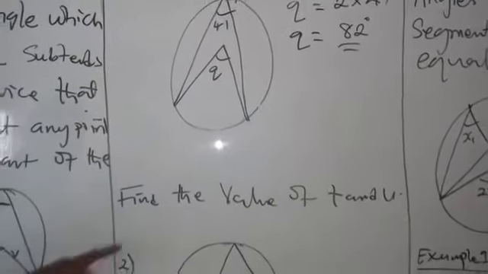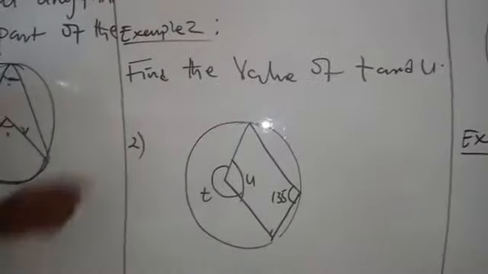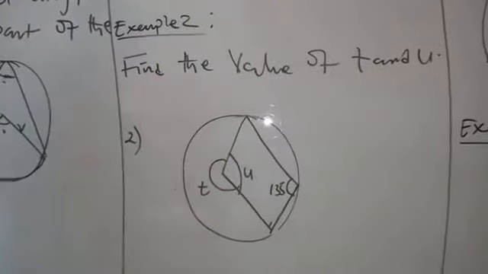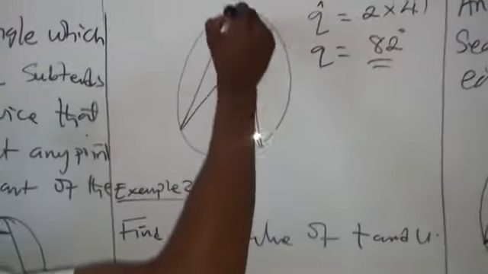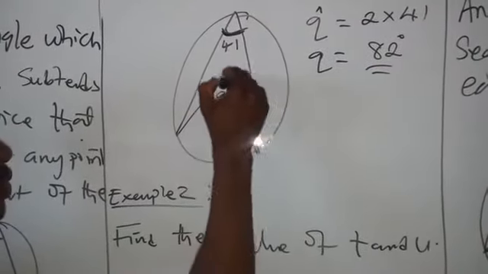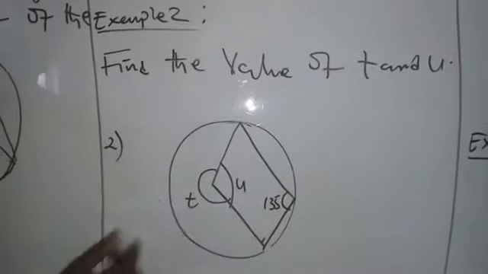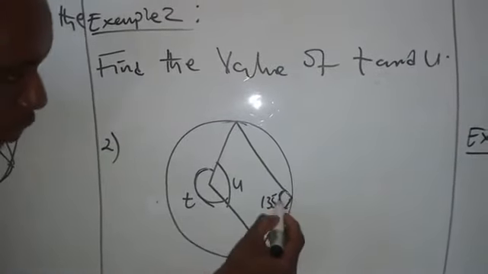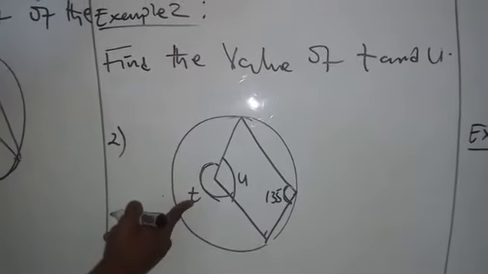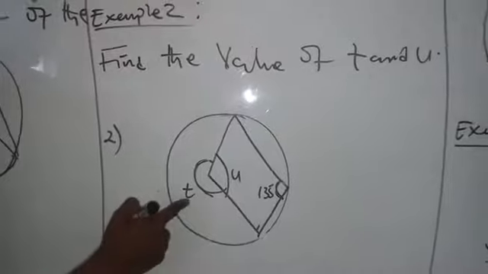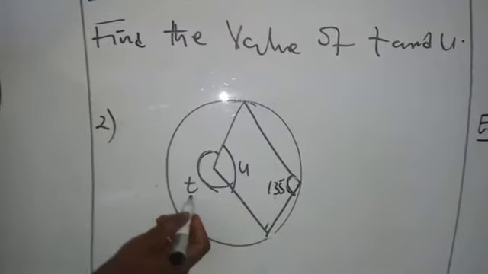Now, let's look at another example. Example 2. They say find the value of T and U. There is something I did not explain in this one. Now look at this. It goes up, right? I want you to use the same ideology to picture this one. Two of them face the same side when you draw the angle. So for me to get my T, I will still follow the first theorem, which says the angle at the center is twice the angle at the circumference. So 135 is at the circumference, while T is at the center.